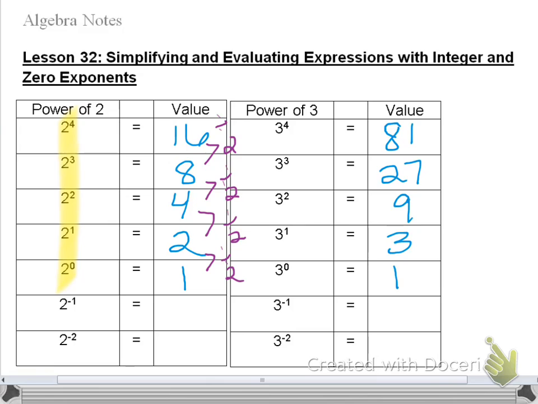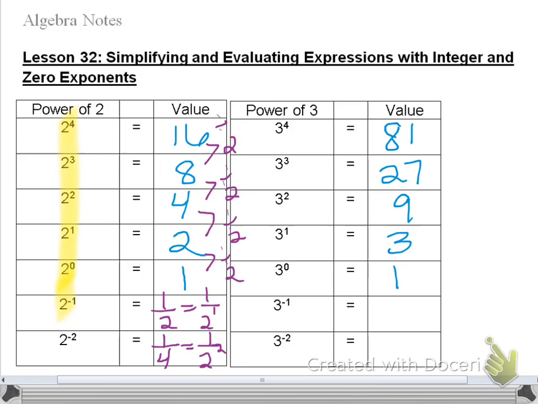So if we follow that pattern, for 2 to the negative 1 power, we would take the previous value, which is 1, and divide it by 2, which would be 1/2. And then again, 2 to the negative 2 power, we would take 1/2 and divide that by 2. And 1/2 divided by 2 is 1/4. If we cut 1/2 in half, it's 1/4. So I want you to notice this, that 1/2 is actually 1 over 2 to the first power, and 1/4 is actually 1 over 2 to the second power.